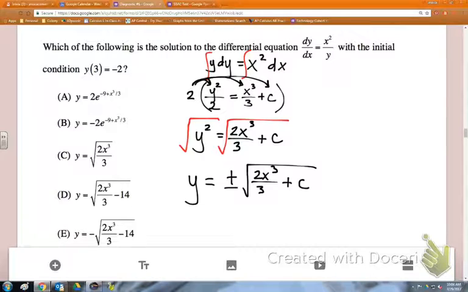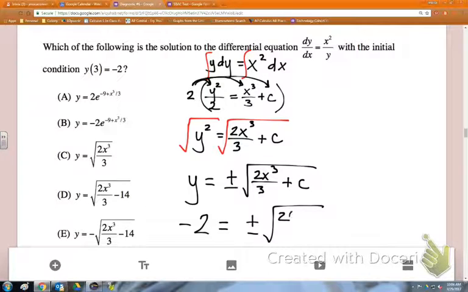So at this point in our problem, we have successfully isolated y. Now it's time to figure out what C is and then choose if we should keep the positive or the negative value for the square root. So how do I figure out what C is? Use the initial condition, which is at 3, -2. So if I plug in 3 for x, and -2 for y, that's kind of a dead giveaway of what my answer is.